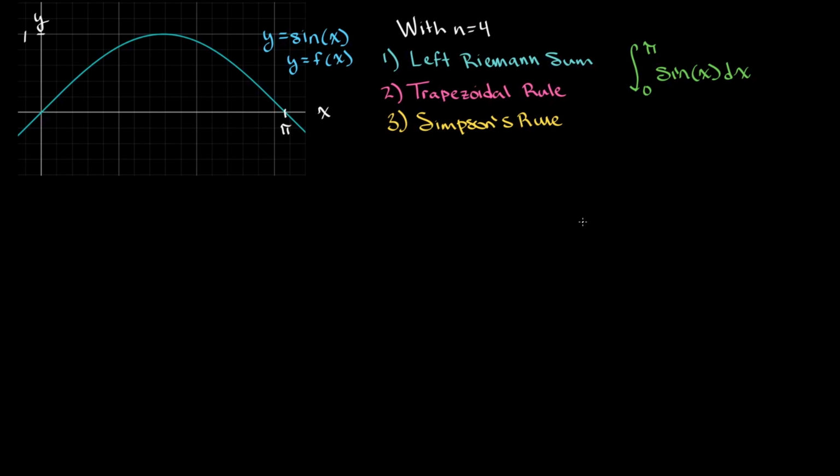We've been playing around with Simpson's rule lately, and what I want to do is compare Simpson's rule to some previous tools that we've learned in approximating definite integrals. And what we want to do is use these tools here, a left Riemann sum, a trapezoidal sum, and use Simpson's rule to try to approximate this definite integral here, the definite integral from 0 to pi of sine of x.